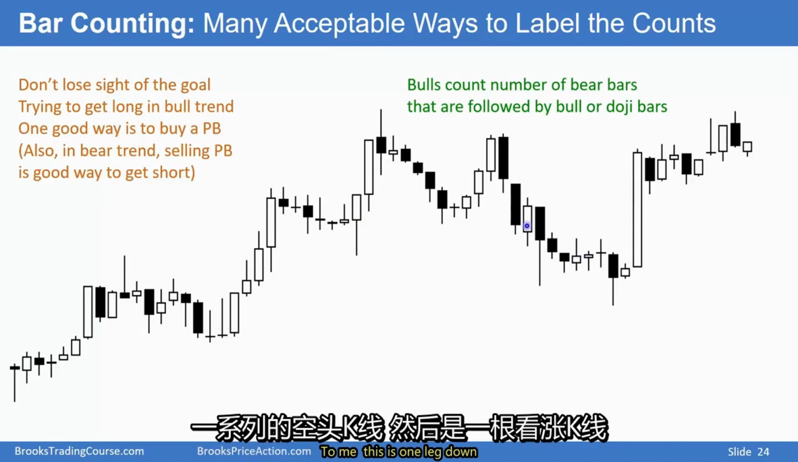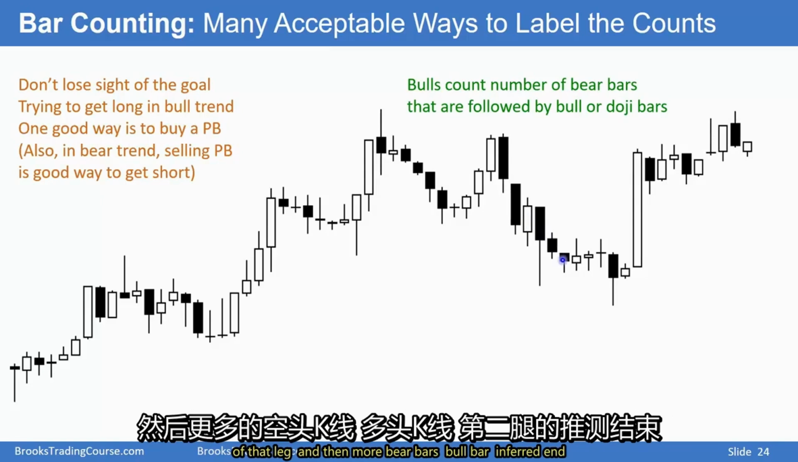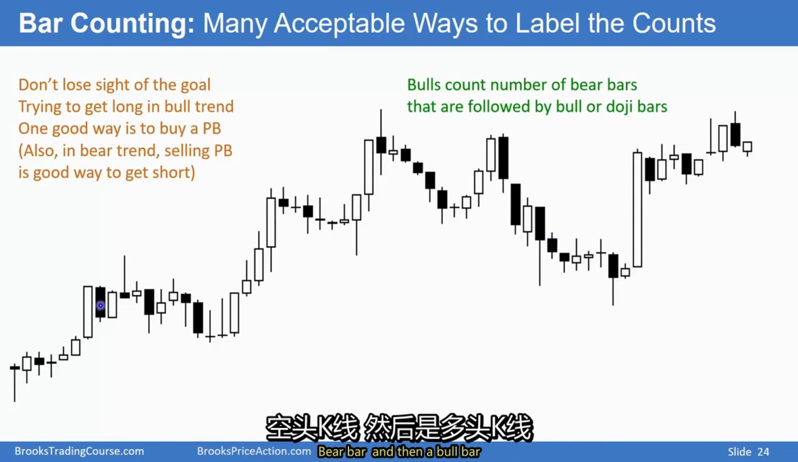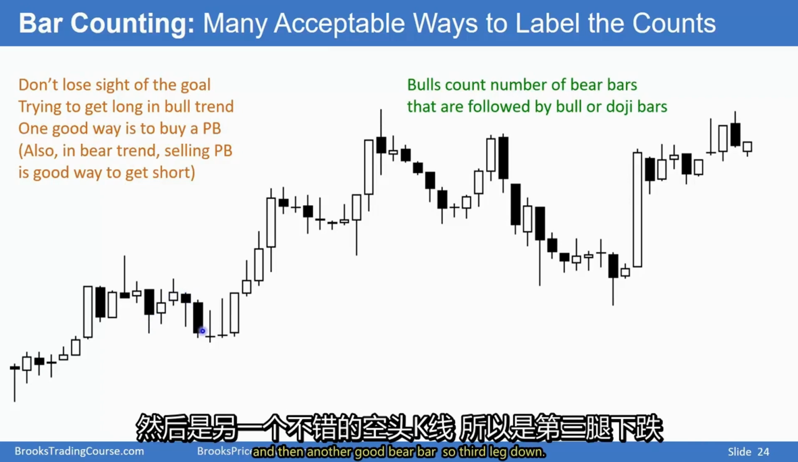So to me, this is one leg down, and then an inferred end of that leg, and then more bear bars, bull bar, inferred end of the second leg, and then a third leg down here. Same with over here. Bear bar, and then a bull bar. So that's one leg down. So I would call this second leg down, and then bull bars, and then another good bear bar, so third leg down.